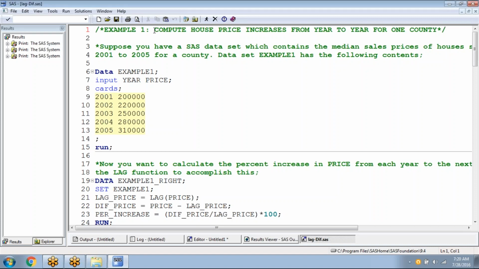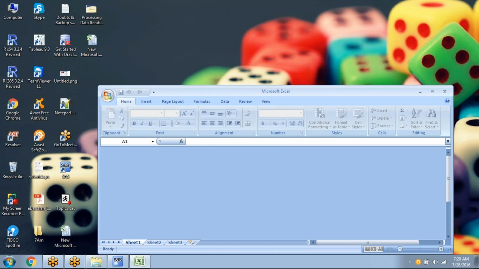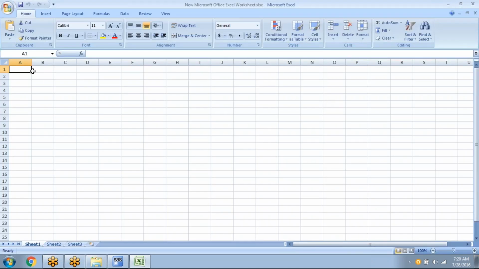And today we will discuss diff and lag functions. Diff and lag functions, these are two important functions which we have in SAS. For example, let me explain in Excel first, and we'll go back to the SAS programming. Let me make it very clear in Excel.